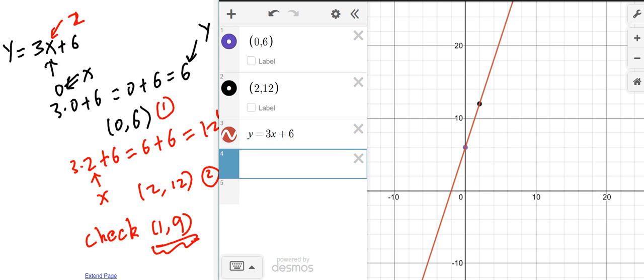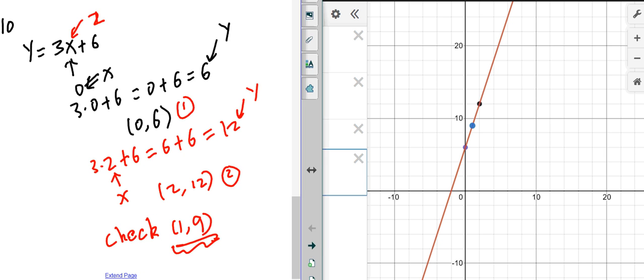And then the checkpoint is 1, 9. Here is our 1 in the middle, between 0 and 1. Yeah, between 0 and 2. Yeah, this was 2. And 9 is about here. So if you do the point 1, 9, that one shows up.